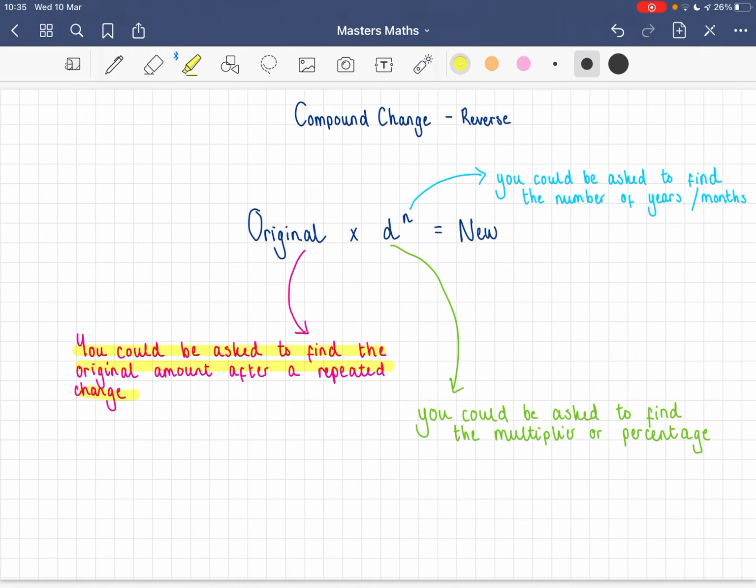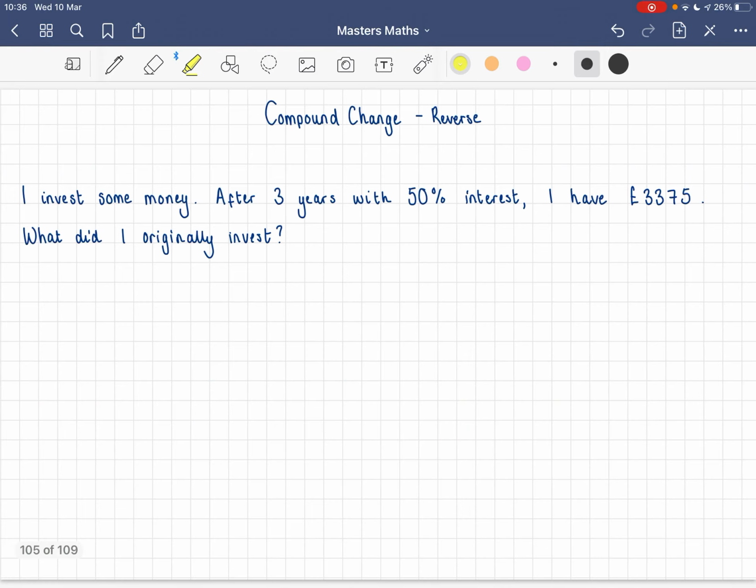Then we'll go on to look at finding the number of years or months it takes to get to a certain value. And finally, we will look at how to find the actual multiplier or the percentage based on your original value, your new value, and the number of years difference between them. But today we're focusing on a reverse compound change.